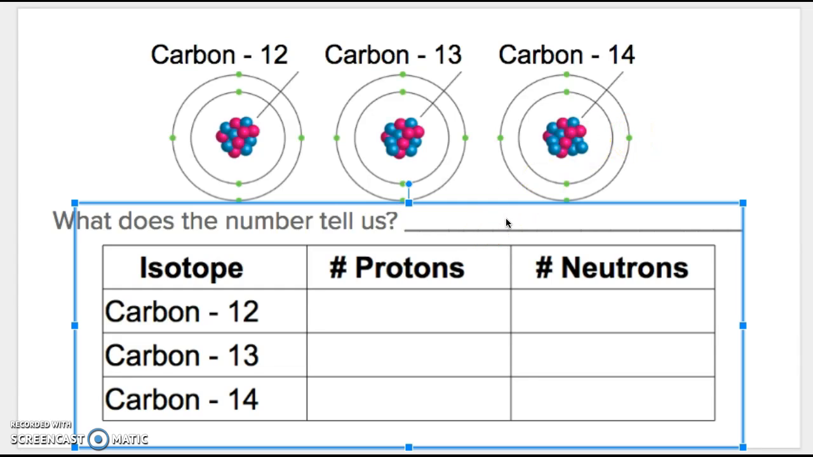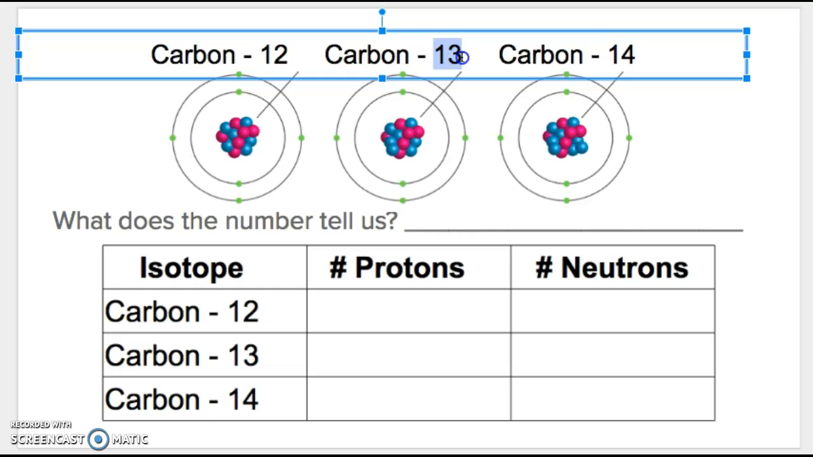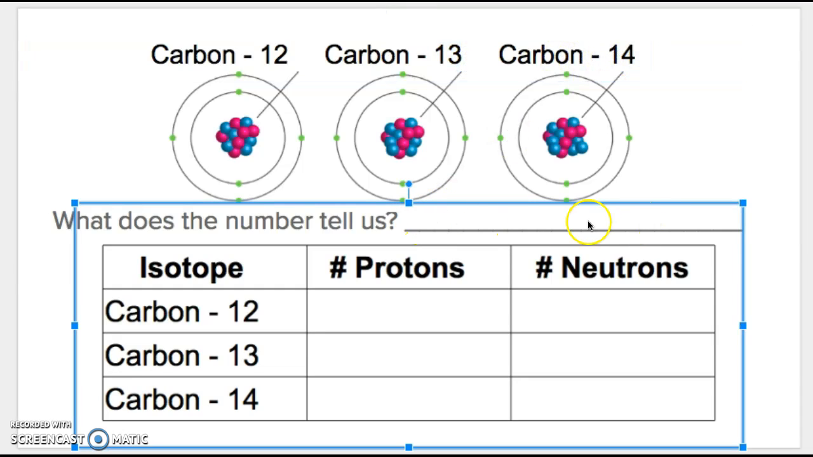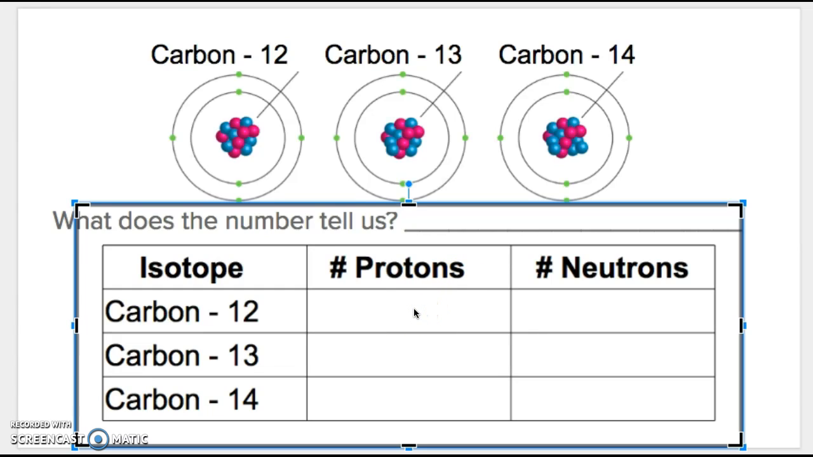Okay, so what does the number tell us? The number tells us the mass number. The number tells us the mass. Okay, so this number right here, the mass, the mass, the mass. These are all the mass. So on this blank, you should have written down mass. Okay. In this box, you should put the number 6 because there are 6 protons in carbon. Every single one. So 6 here, and 6 here. Okay? That's easy. Doesn't change.